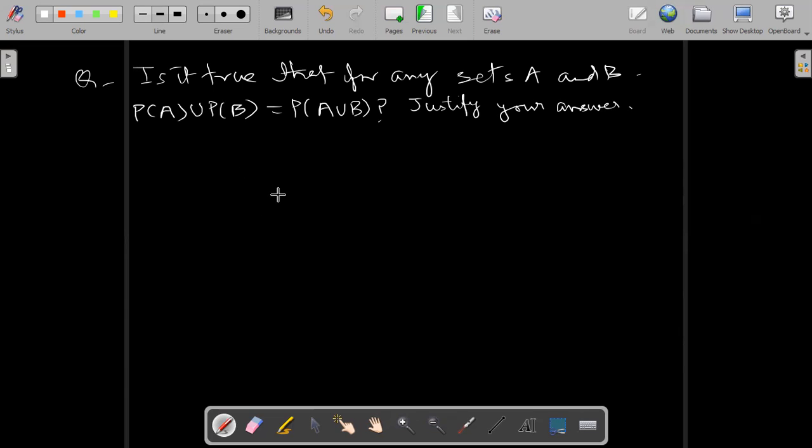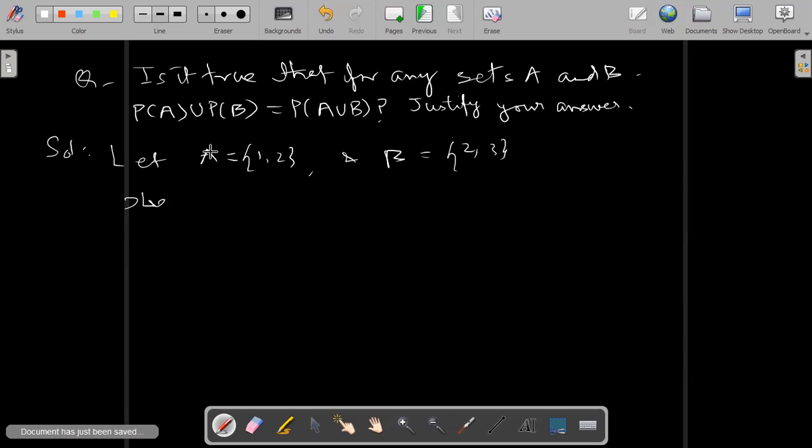So we will take two sets and we will prove it. So for the solution, let A and B be two sets. Let A be the set of elements 1, 2 and B be the set of elements 2, 3. Then first find A union B. A union B means add them. So 1 is there, 2 is there, 3 is there.